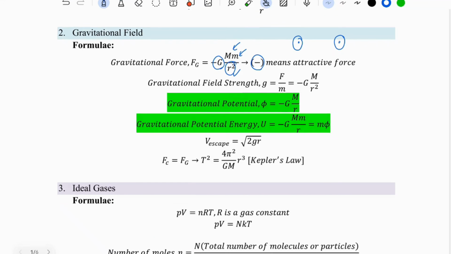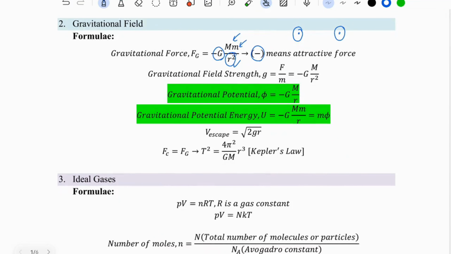The second one, we have gravitational field strength. g equals force per unit mass. This one, I think you're familiar with the formula weight equals mg, right? So now instead of weight, we just use F equals mg, but both are the same thing. Then another way to write gravitational field strength is negative G M over r squared. The G is still the same, your gravitational constant. M is the mass of the planet and r is the radius of the planet.